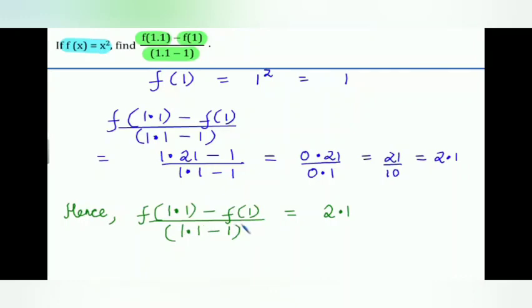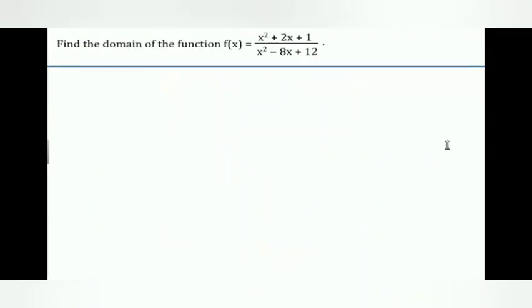Hence your answer is 2.1. So अगर आपको f of 2 फाइंड करना है तो x की जगह पे 2 पुट करना है, f of 5 फाइंड करना है तो x की जगह पे 5 पुट करना है. So whatever you have to find, put on behalf of x.